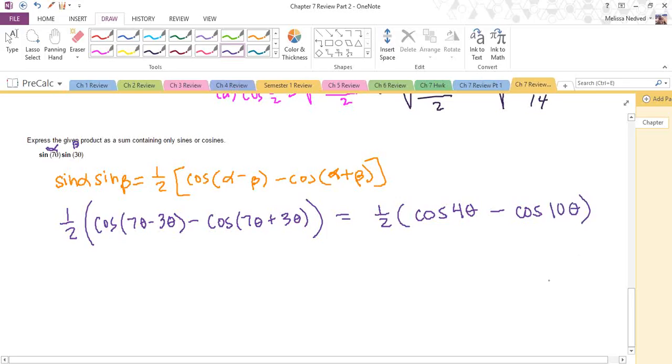The only thing you might see a little bit different on these section 7 problems is if you have a negative inside the parentheses, make sure you're applying your even and odd rules to decide if that negative comes out front or if it just goes away.